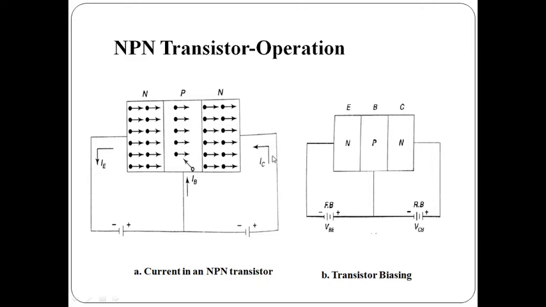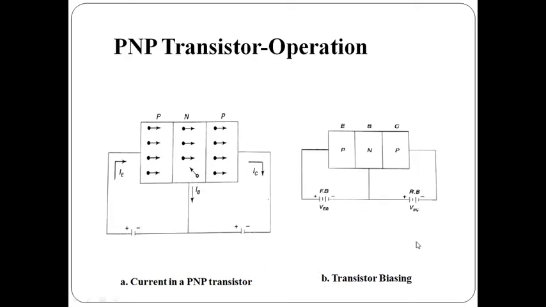So the more collector current will be flowing, which is indicated by IC, and all these electrons will be collected towards the positive of your battery. So the total current in the NPN transistor is given by IE is equal to IB plus IC.